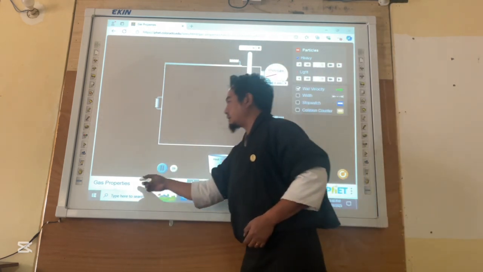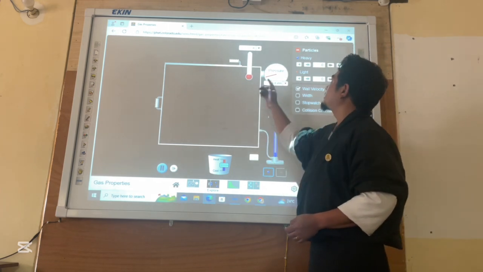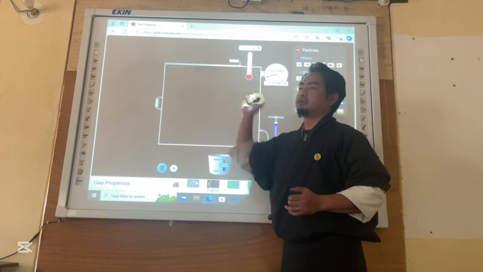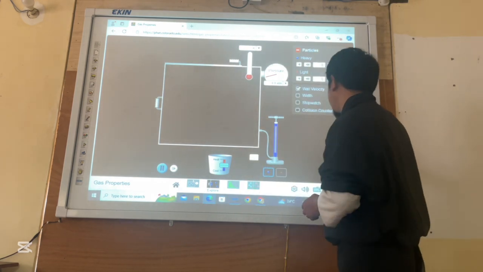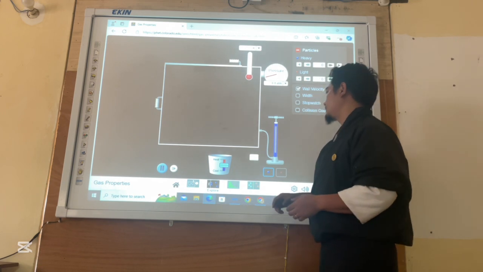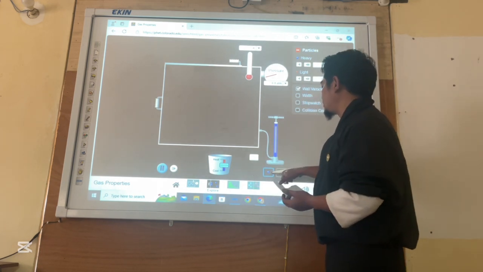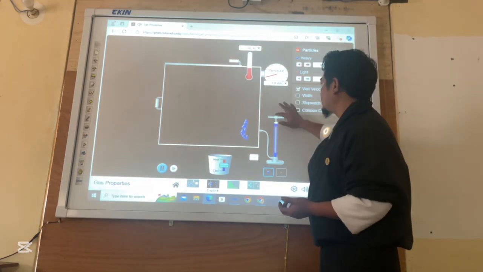To understand the gas properties, that is the relationship between the number of particles and the pressure, I'm going to use the Akin Smart Interactive Board, where I have used the PhET simulation platform. So now, to explain it, I'm going to introduce the gas particles. So I pump in the gas particles.